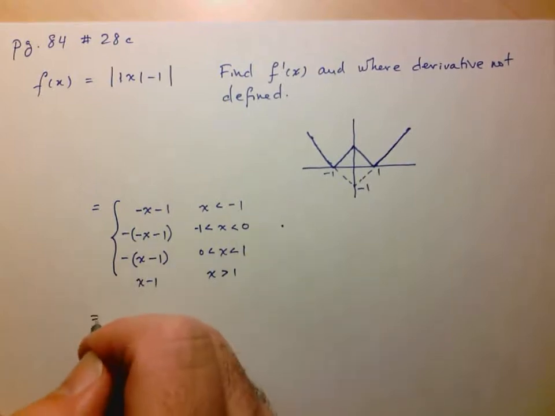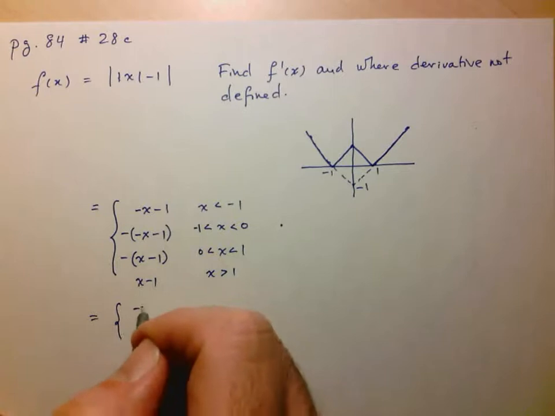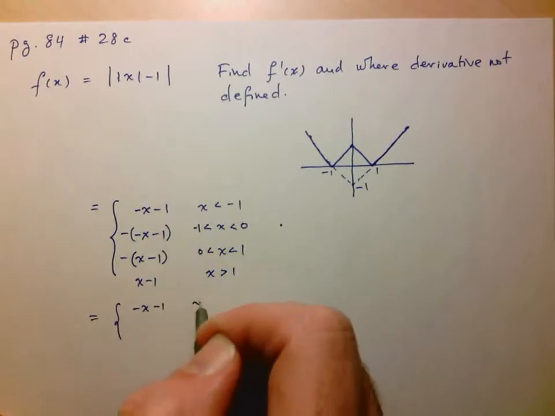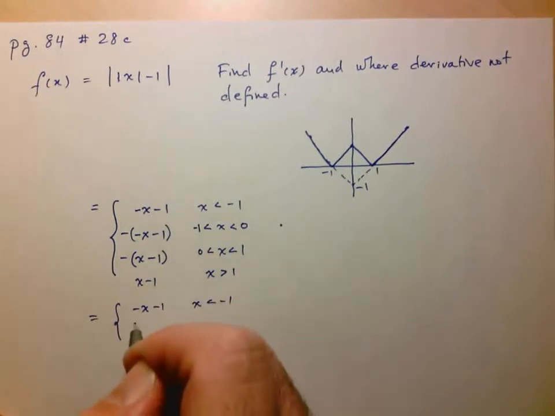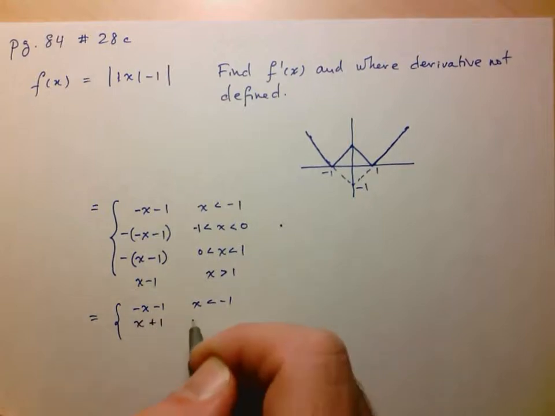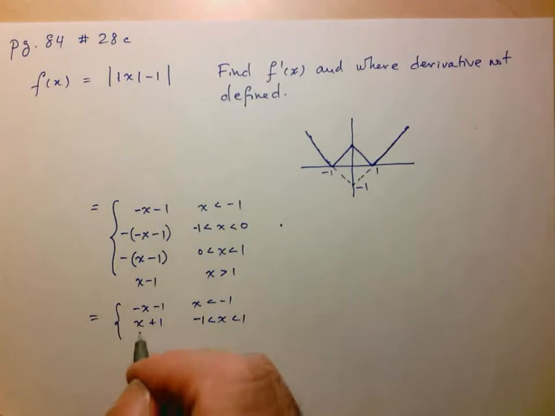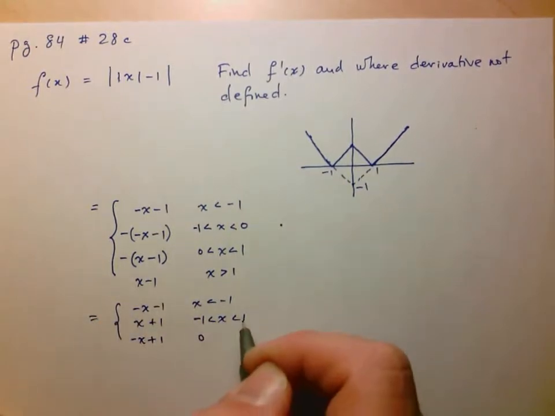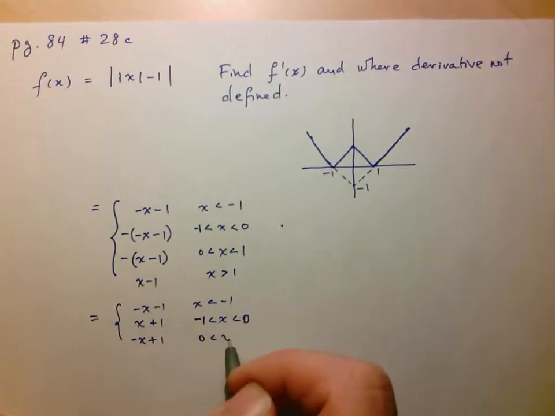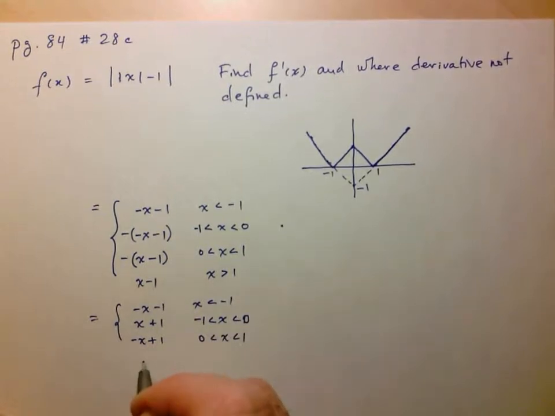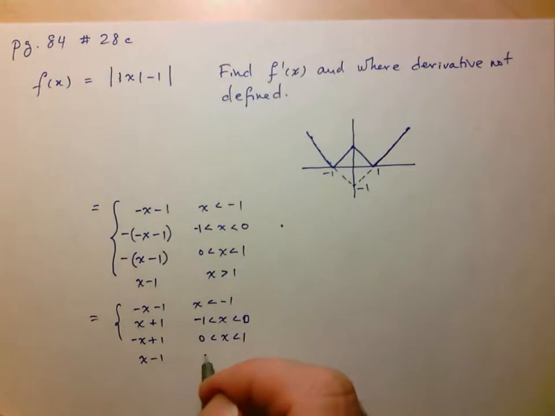Let's just clean this up here. It looks like it's -x minus 1 when x is less than -1. It's going to be x plus 1 when negative 1 is less than x less than 0. It's going to be equal to negative x plus 1 between, sorry, this should have been 0, between 0 and 1 here. And then it's going to be x minus 1 for x greater than 1.